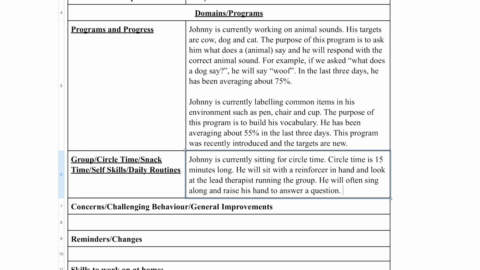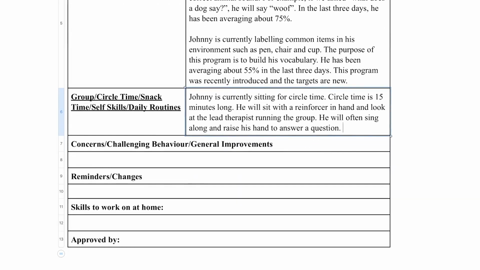Again, you want to reread what you wrote because I was just writing it now, but I may have made a mistake while I was writing it. So Johnny's currently sitting for circle time. Circle time is 15 minutes long. He will sit with a reinforcer in hand and look at the lead therapist running the group. He will often sing along and raise his hand to answer a question. So that's good. If we're done here, we can go on to the next section.